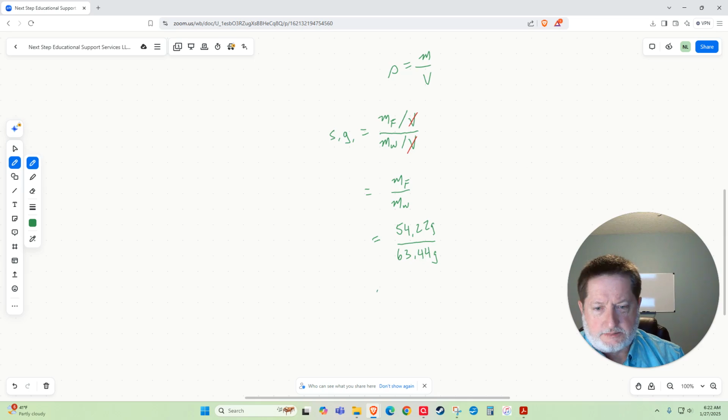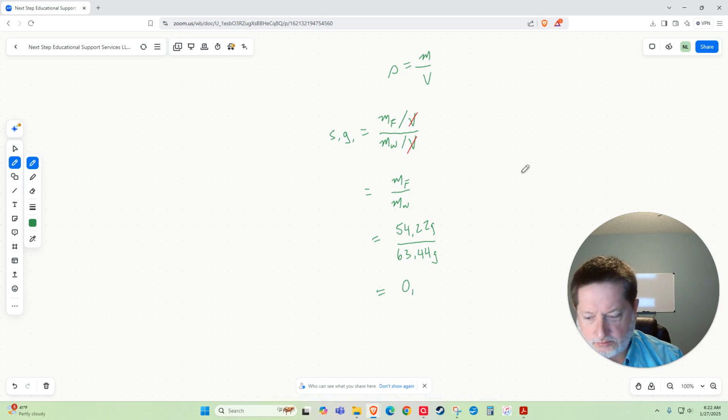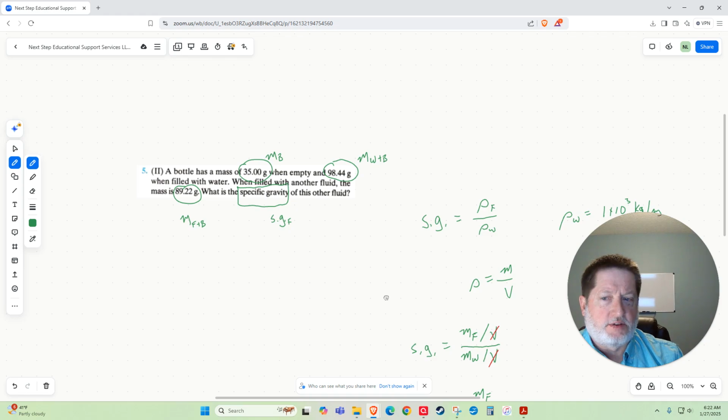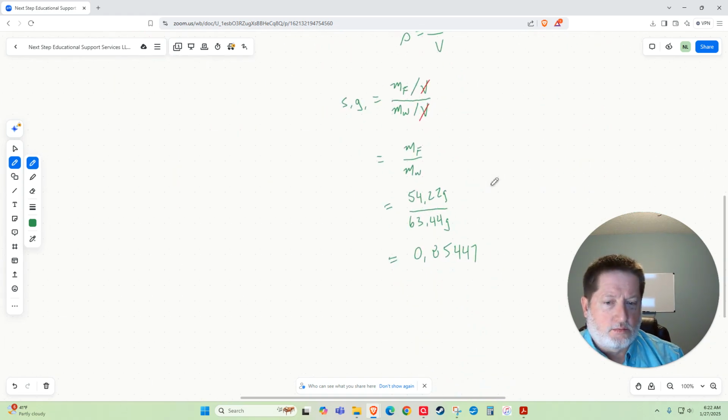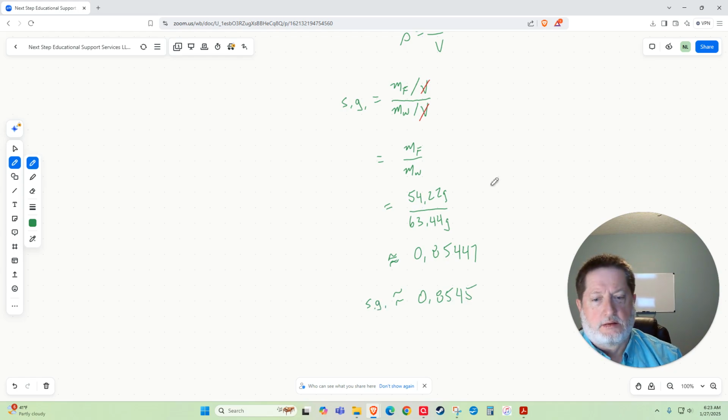After entering those values, we get a dimensionless number of 0.85447-ish and some change. Given that our original problem has significant figures of actually 4, which is more than usual, we're going to go ahead and round. These are all approximate. We're going to round this number to 4 significant figures, 0.8545 for our specific gravity of our mystery fluid. And we're done with this one, moving on to the next.